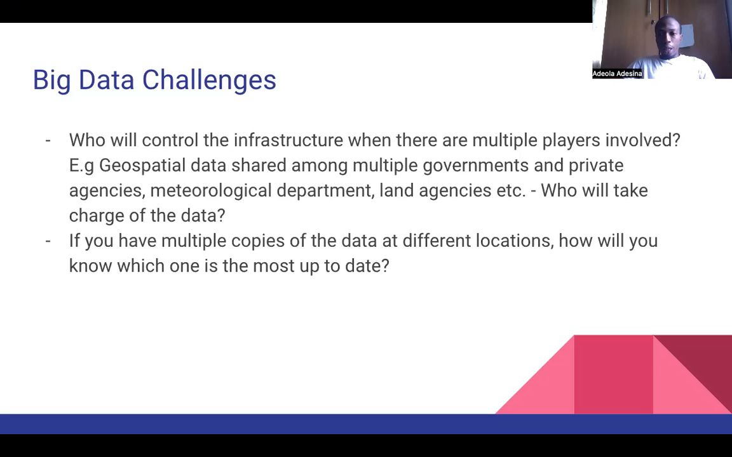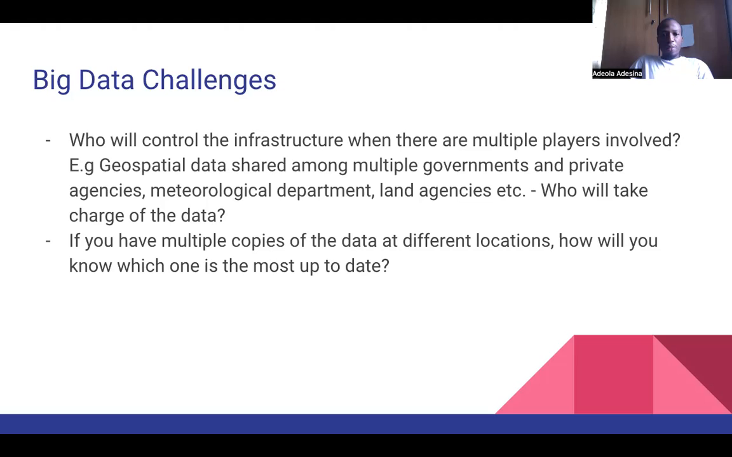Now, here are the big data challenges. What we want to do is conceptualize a challenge or a problem, and much later we look at how blockchain solves that problem. Right. So let's conceptualize a big data problem, and then later on we'll see how the blockchain solves this problem.